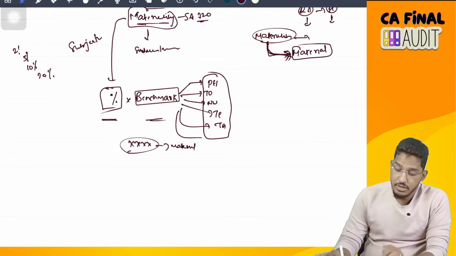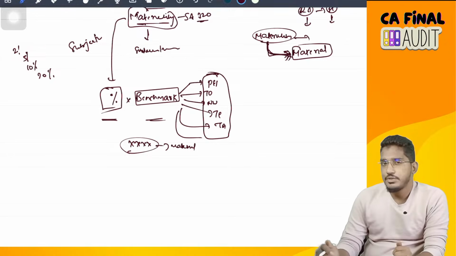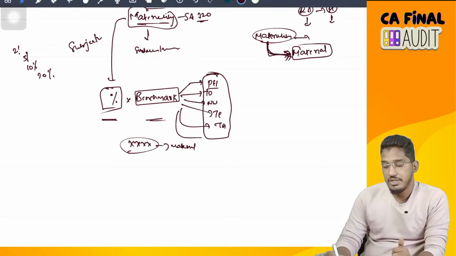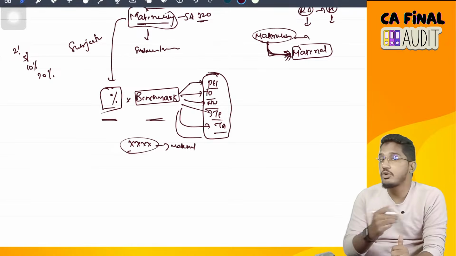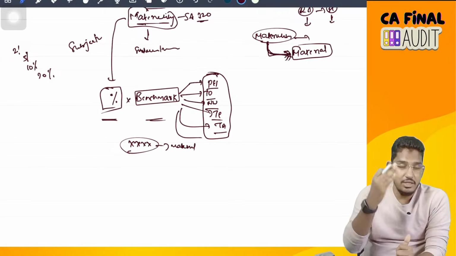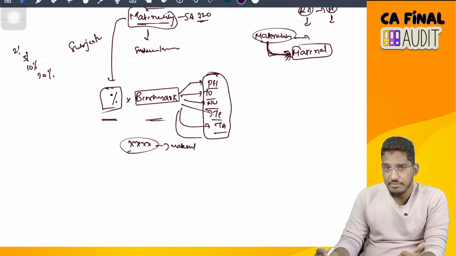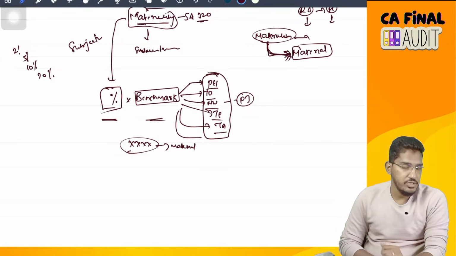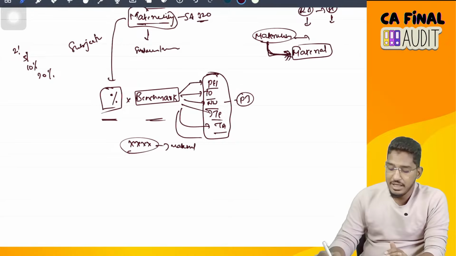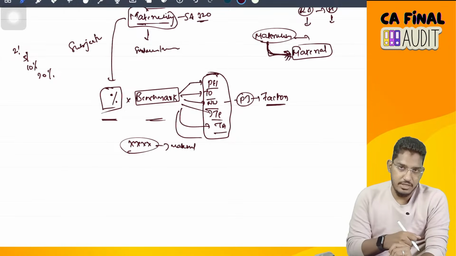Like for example, see once again here you will get it. Sir, when you say benchmark, you are giving so many options. You are saying profit could be a benchmark, turnover could be a benchmark, net worth, total assets, total liabilities could be a benchmark. But how to choose one from these? Once again, professional judgment. So in choosing that benchmark, various factors you are going to consider.